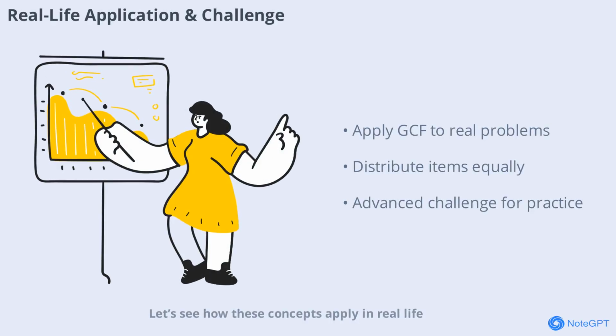See how these concepts apply in real life. Imagine a teacher wants to distribute 36 pens and 48 notebooks equally among the largest possible number of students with nothing left over. To solve this, you find the GCF of 36 and 48, which is 12. So the maximum number of students is 12, and each student gets 3 pens and 4 notebooks.